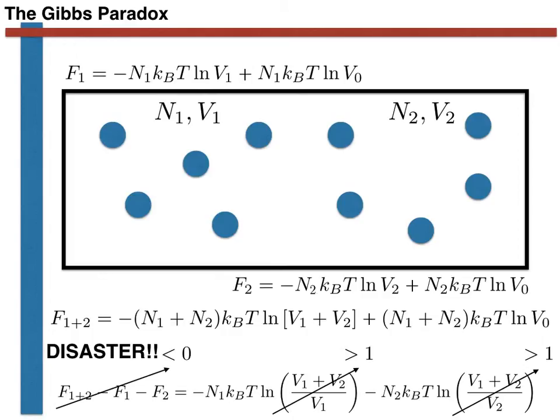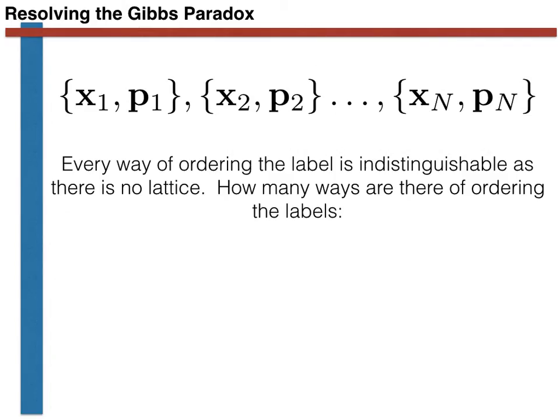This particular disaster is known as the Gibbs paradox, and the resolution is not straightforward. In fact, the resolution to this problem is still being actively researched and is deeply rooted in quantum mechanics. Having said that, a simple resolution comes once you realize that a part of the problem is due to the fact that the atoms are indistinguishable because they do not sit on a lattice.